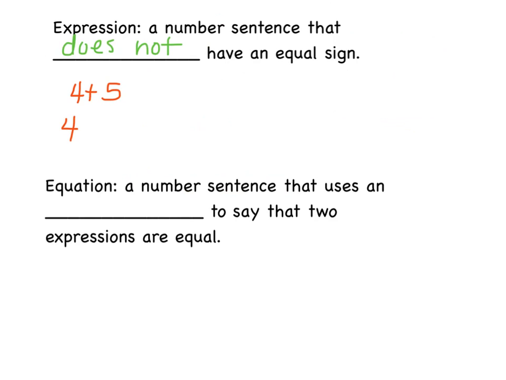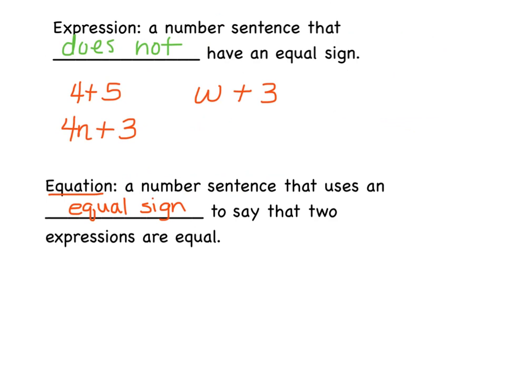I could say 4n plus 3. That's also an expression. Or I could say my weight, whatever that is, I'll call it W, plus 3 more pounds. That's an expression. Notice there are no equal signs. An equation is a number sentence that uses an equal sign. So an equation has an equal sign.